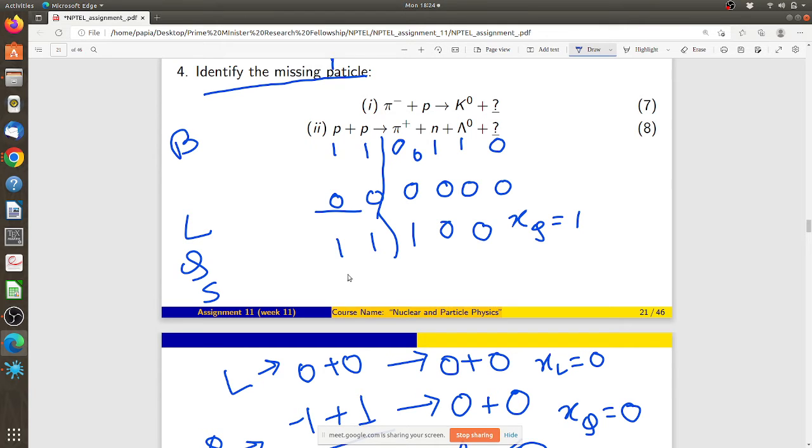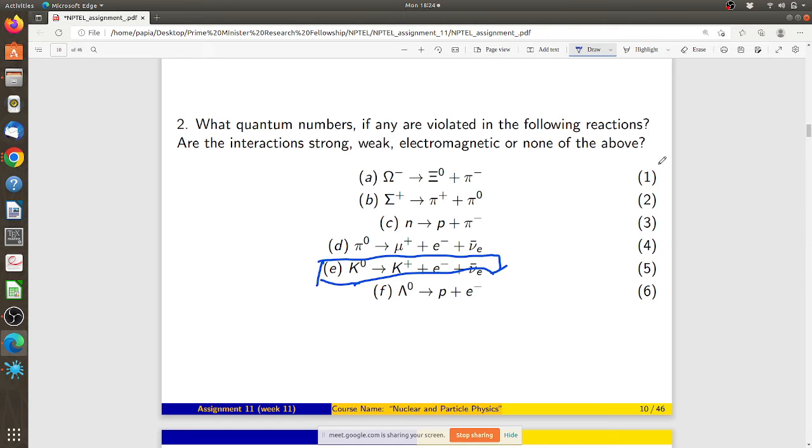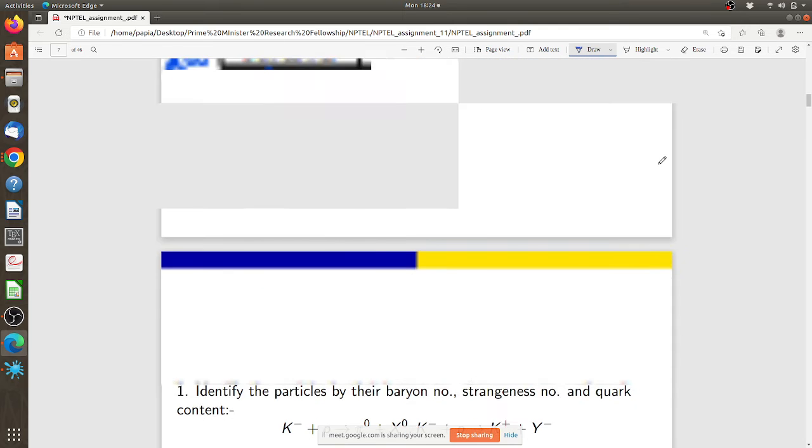Proton has a 0 S part, 0 plus 0, and pi plus is also 0. Neutron is also 0, I think. Lambda 0 has something, I forget. Lambda 0 maybe plus 1.